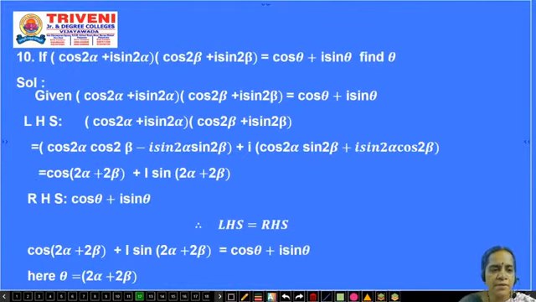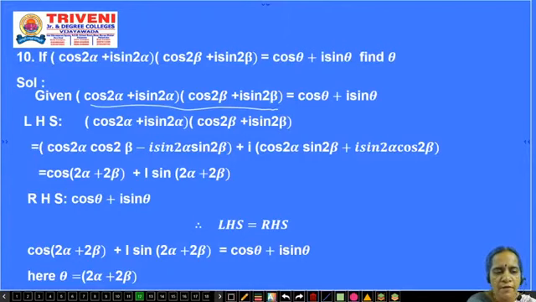Okay, and then: if cos 2 alpha plus i sin 2 alpha into cos 2 beta plus i sin 2 beta is equal to cos theta plus i sin theta, then find the value of theta here. First we have to take it. Given value is cos 2 alpha plus i sin 2 alpha into cos 2 beta plus i sin 2 beta is equal to cos theta plus i sin theta. First we have to take the LHS part here. What is the LHS here? Cos 2 alpha plus i sin 2 alpha into cos 2 beta plus i sin 2 beta. We have to multiply these two.